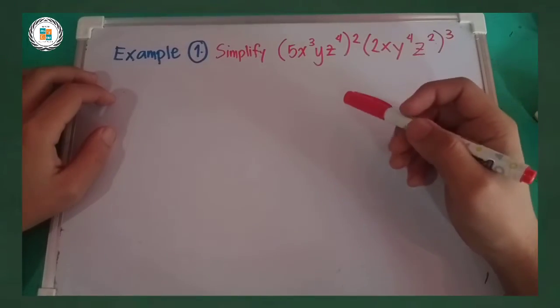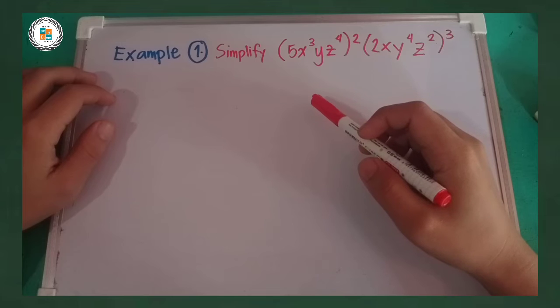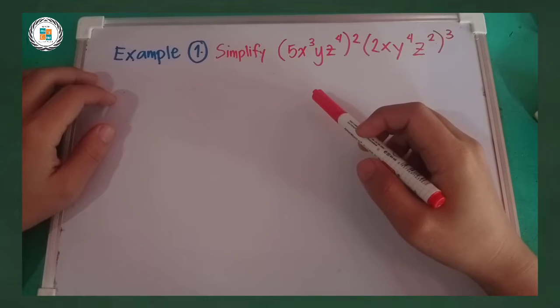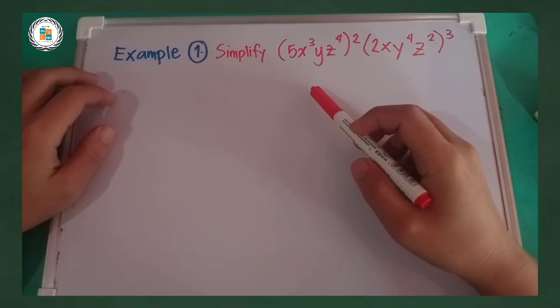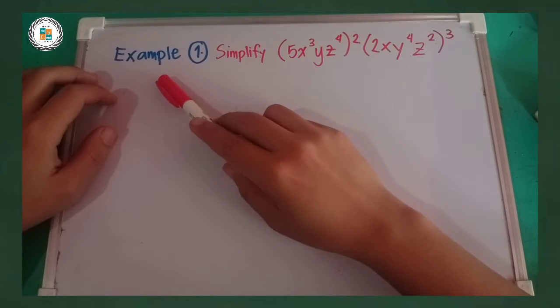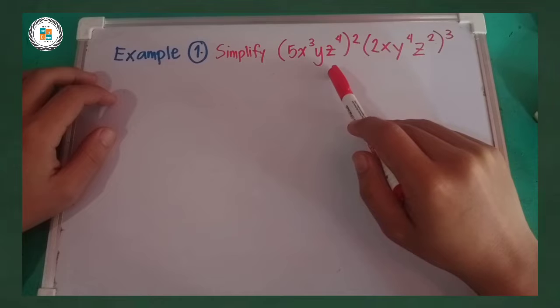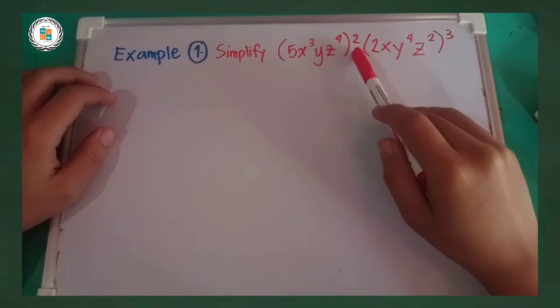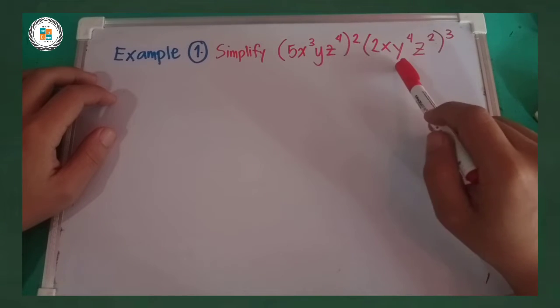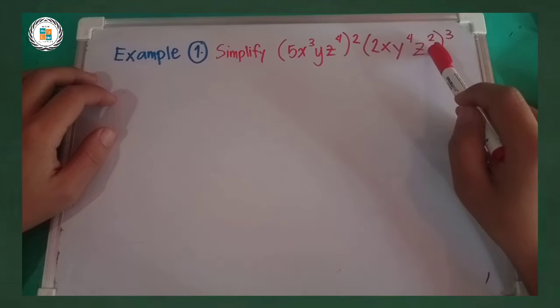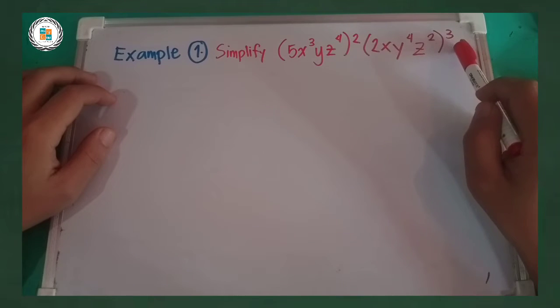Good day, students. In this video, we're going to apply the laws of exponents in simplifying the given expressions. Now, we have here the first example. Simplify (5x³yz⁴)² times (2xy⁴z²)³.